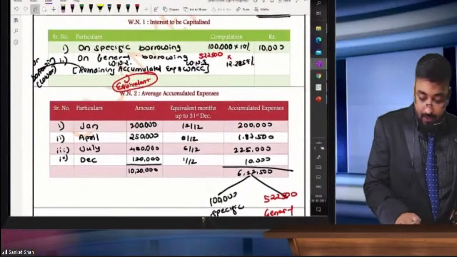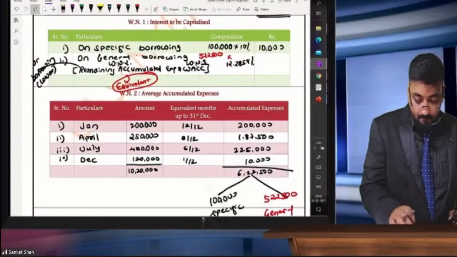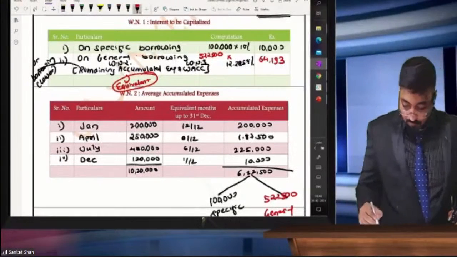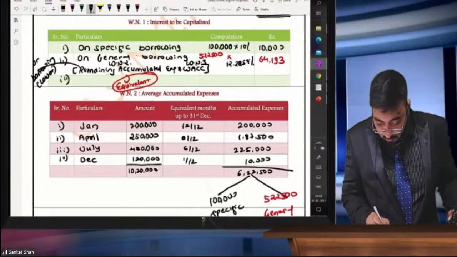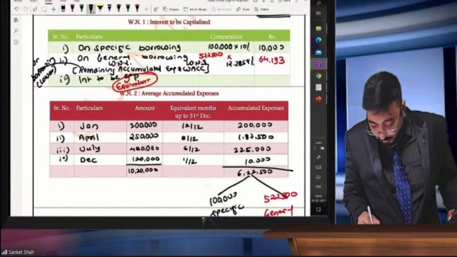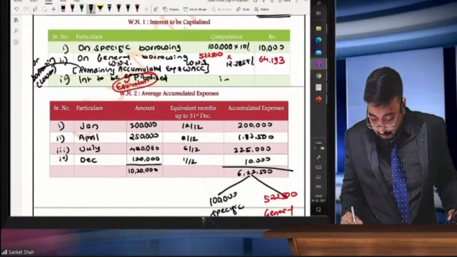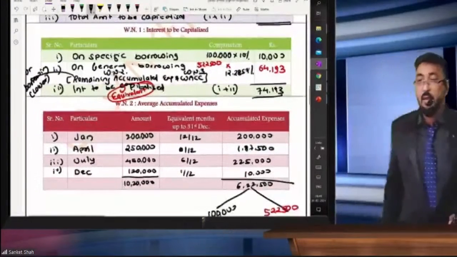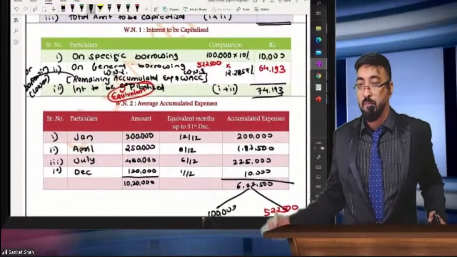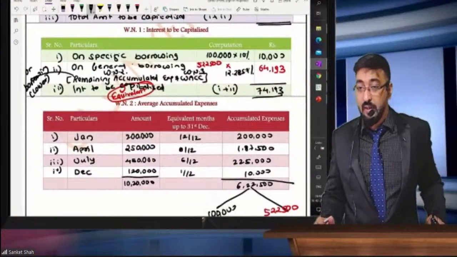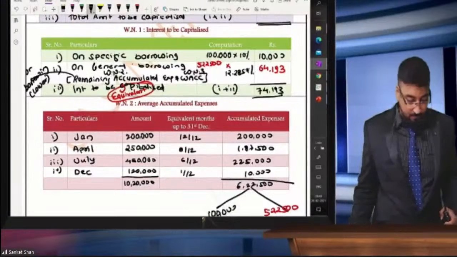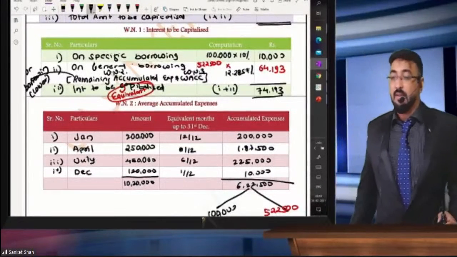So 522,500 into 12.2857% is 64,193. And now take a total. Write it by red pen, beta. Total interest to be capitalized, Roman 3. Interest to be capitalized, 1 plus 2, 74,193. It took years of hard work to explain the whole format in an easy way. It takes a lot of time. And this format is useful for all questions of Accounting Standard 16 for general borrowings.